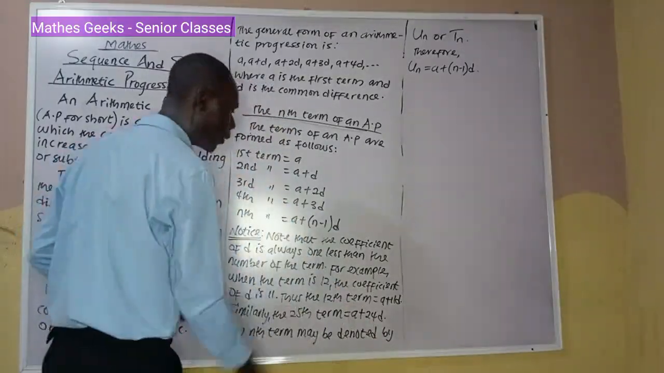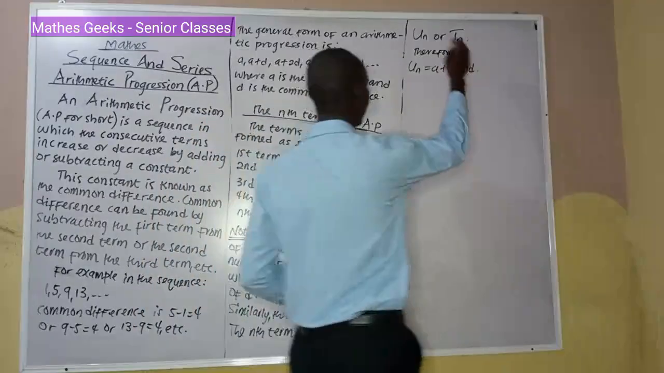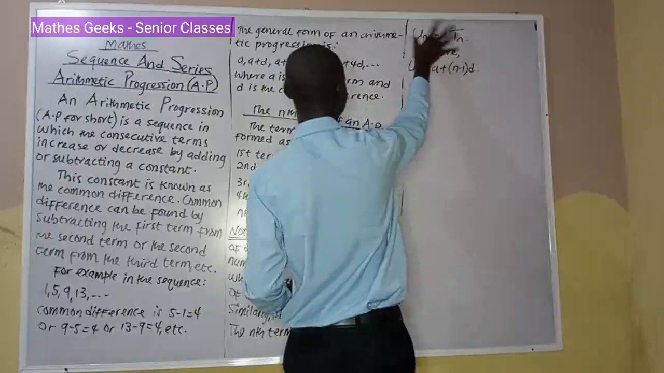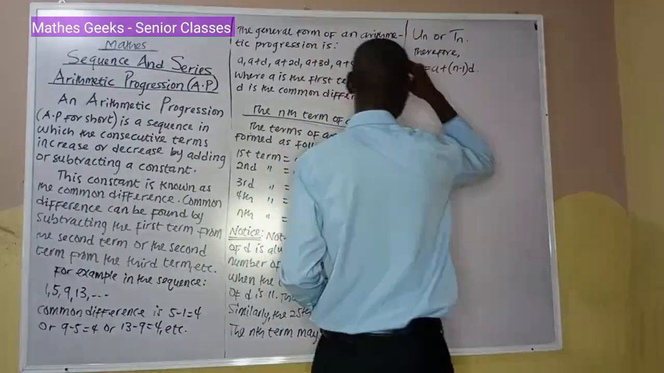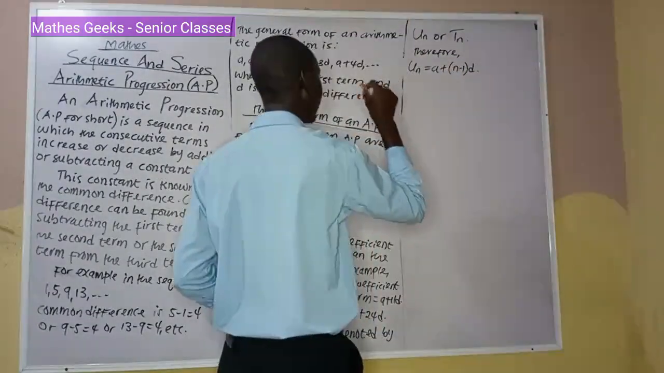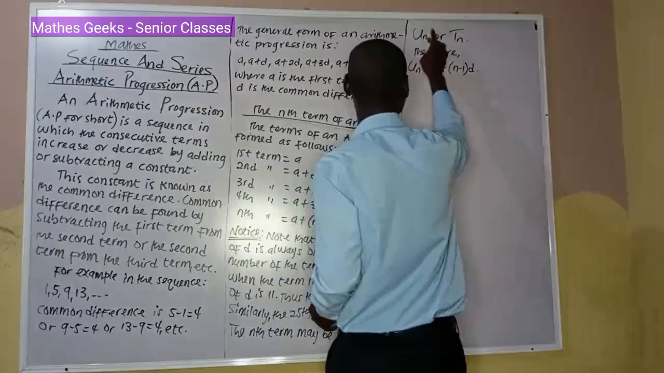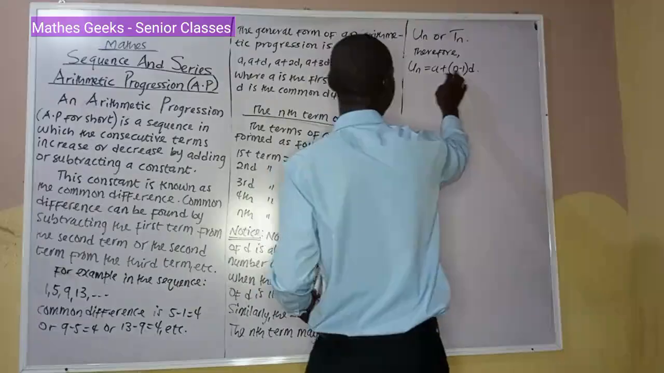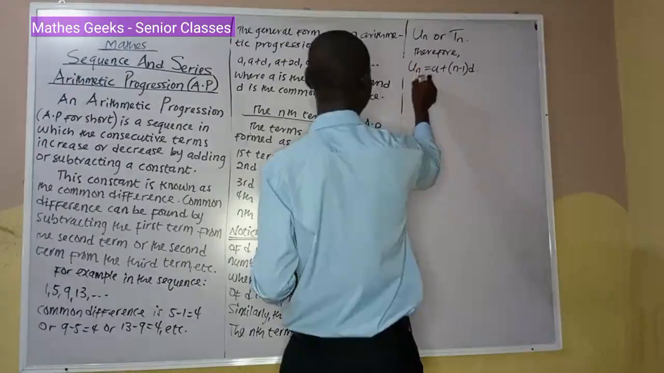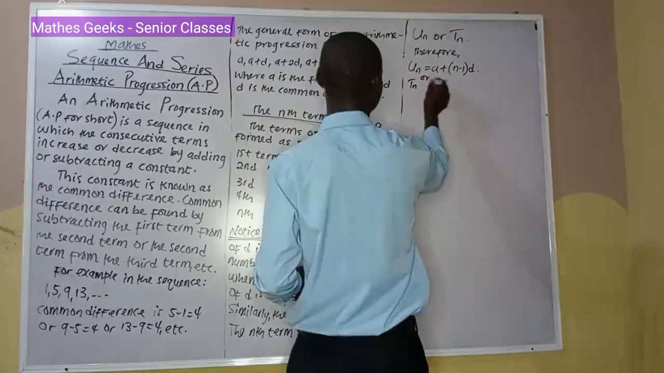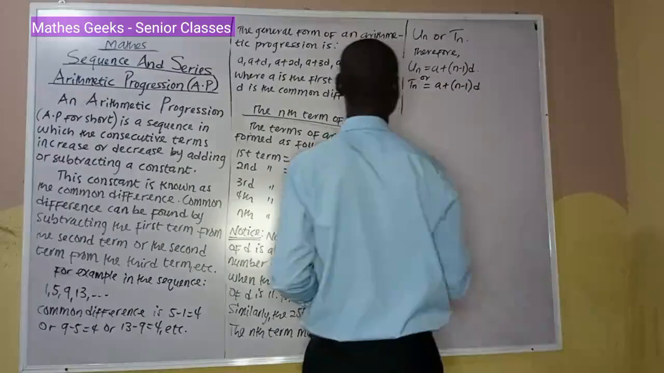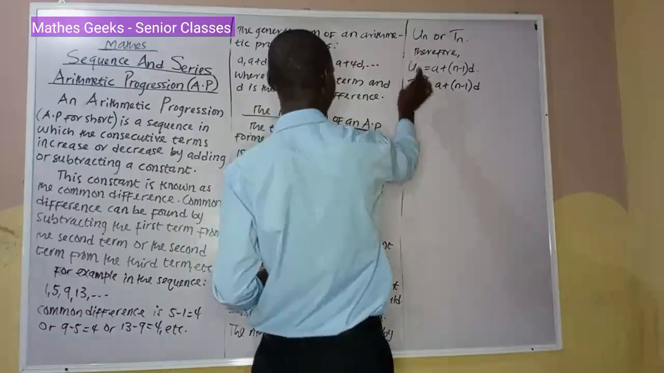The nth term may be denoted by either Un or Tn. So these are the two arbitrary symbols used for denoting the nth term of an arithmetic progression. So either you use Un or Tn. If you are using Un, it's equal to a plus n minus 1 d, or if you are using Tn, it is equal to a plus n minus 1 d. Same thing. So either use this or this.